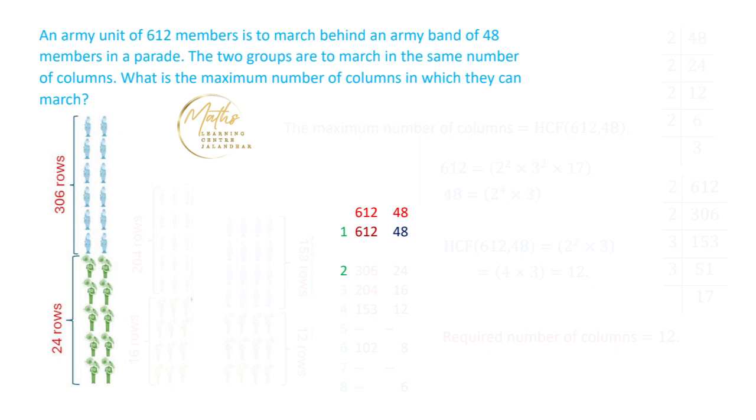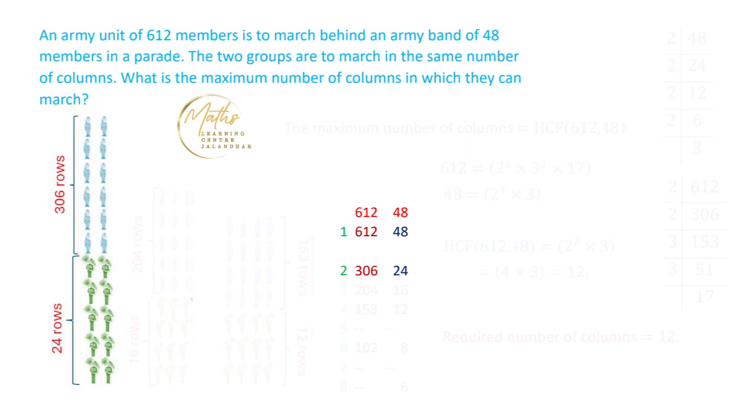Now there will be 306 rows: 1, 2, 3, 4, 5, like this. There will be 306 rows in which we can arrange these army persons, and there will be 24 rows in which we can arrange the persons from the band. So when there are two columns, we have 306 rows of army persons and 24 for the band.